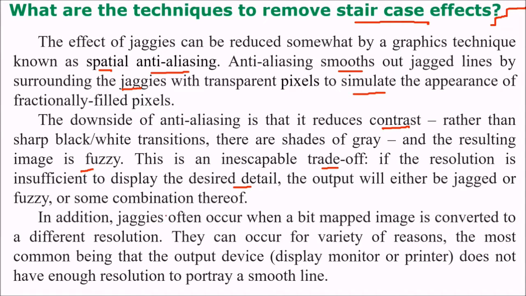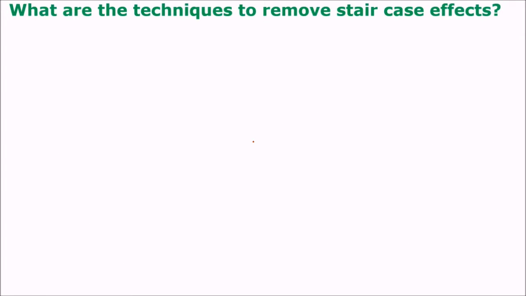combination in between. In addition to that, Jaggies often occur when a bitmap image is converted to a different resolution. They can occur for a variety of reasons, the most common being the output device, that is the display monitor or printer, does not have enough resolution to portray a smooth line.